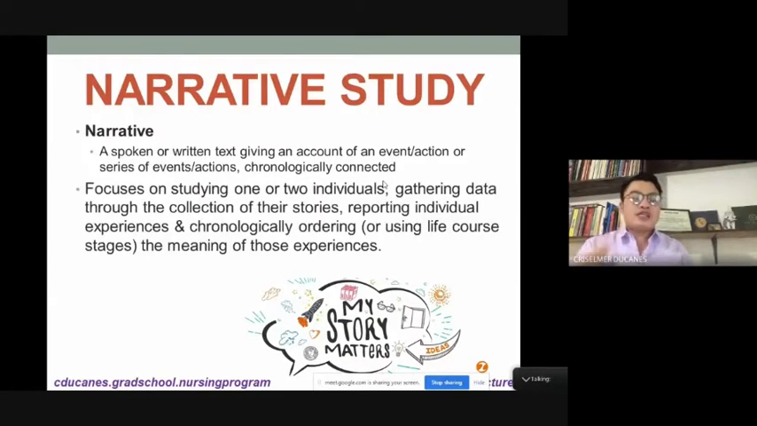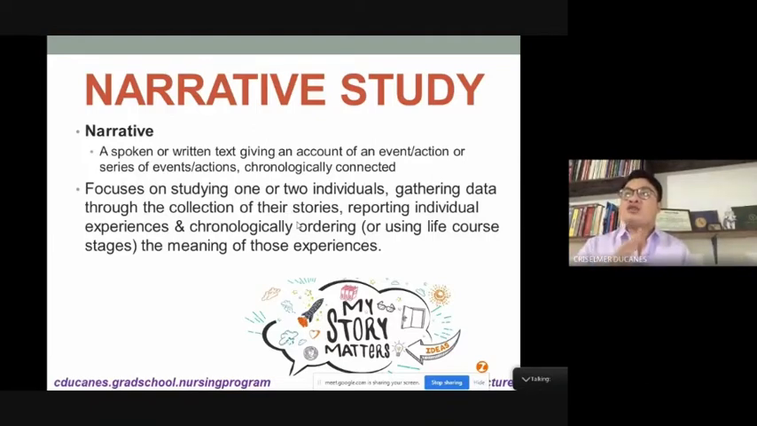And it focuses on studying one or two individuals, gathering data through the collection of their stories, reporting individual experiences, and chronologically ordering or using life course stages the meaning of those experiences. So as you noticed here, that is what is required in your narrative. So if you want to study narrative inquiry or narrative study, you will be needing one or two individuals. Your participants are really few. Okay? So maybe it is better if you only have three participants.